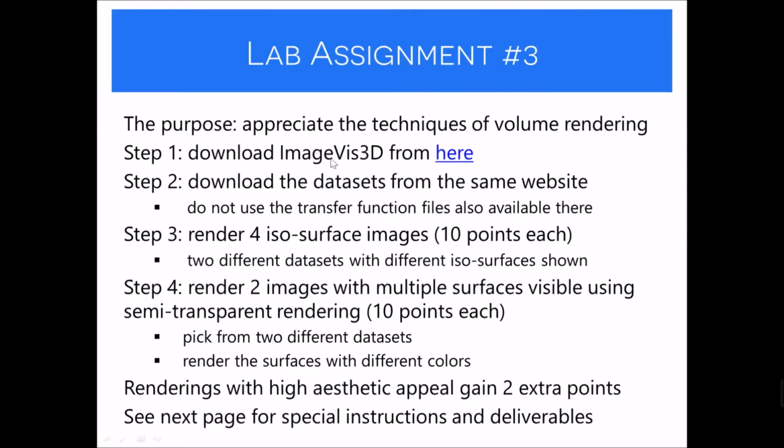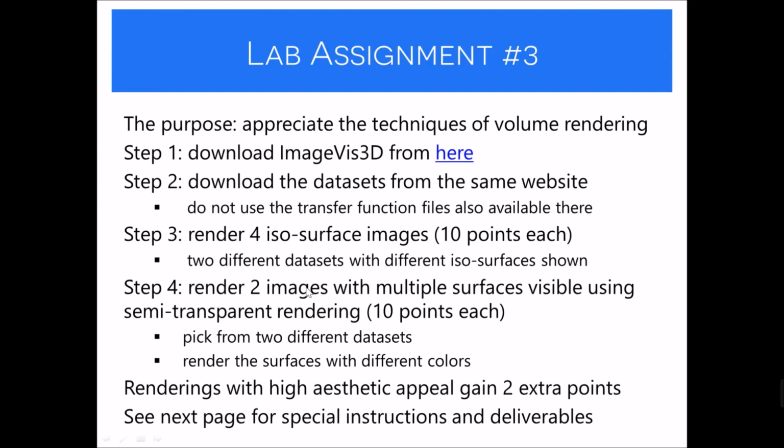For lab 3, I want you to download ImageVis3D from this website here, which when you click on it, you'll see. Download the datasets from that website. And don't use the transfer function files, okay? Make your own transfer functions. Don't cheat. Then render 4 isosurface images, and you get 10 points for each. Take 2 different datasets and use 2 isosurfaces for each and render them. Only the isosurface, not mixed, right?